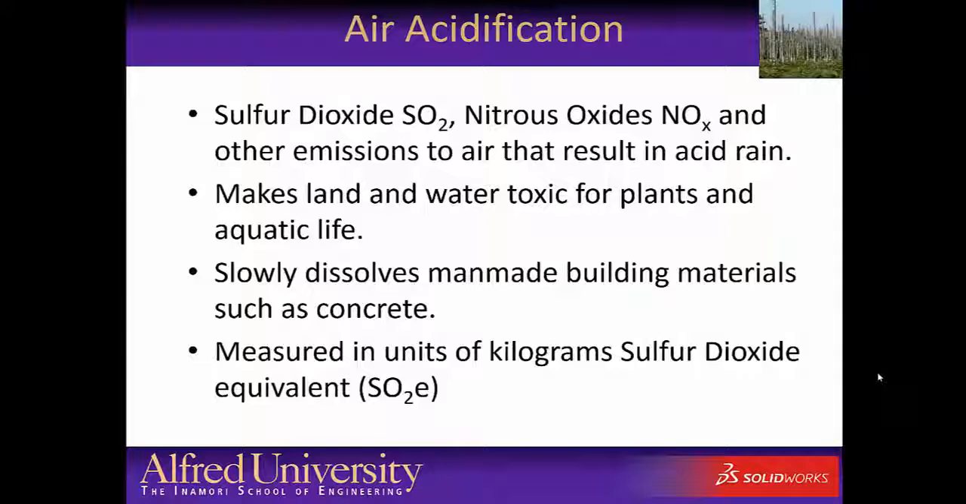Air acidification is a measure of the degree to which sulfur dioxide and nitrous oxides and other emissions will go into the air that forms acid residues that fall down as acid rain. So for example, sulfur dioxide combines with moisture to form sulfuric acid. Nitrous oxide forms nitric acid. When this acid rain falls back down on the ground, it makes land and water toxic for plants and aquatic life. It also slowly dissolves man-made building materials, such as concrete. So this is measured in kilograms equivalent of sulfur dioxide.